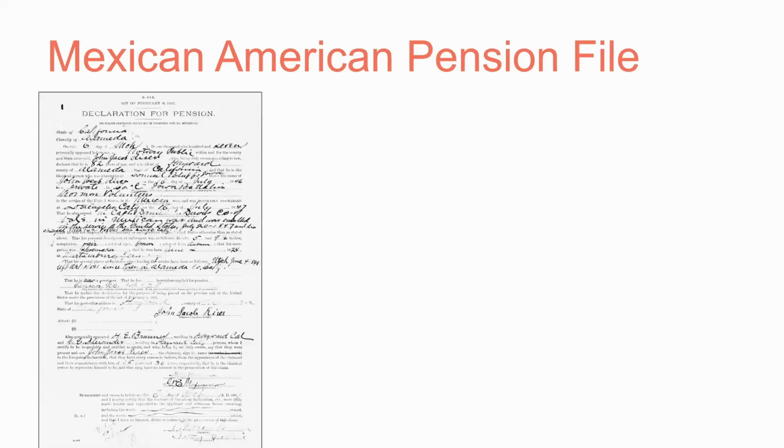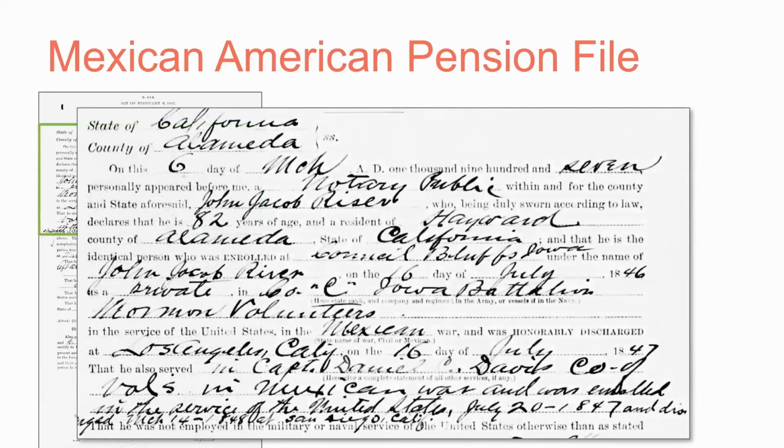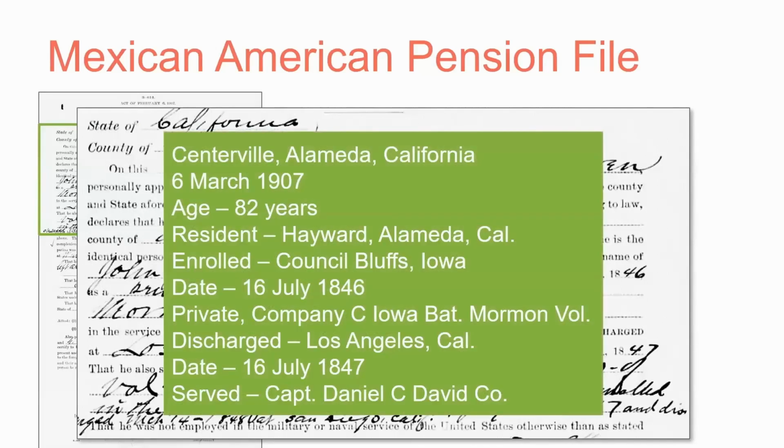The next document is his declaration for pensions, and this has great information about John's service. And in the top portion, we see when and where John filed, his age, his residence, and we have enrollment and discharge dates and places, and it says when he served with the Mormon Battalion, but he also served with some other companies as well. And so here's just a summary of all of the great information just from this one record.